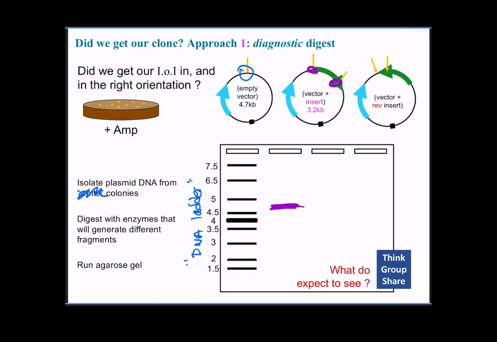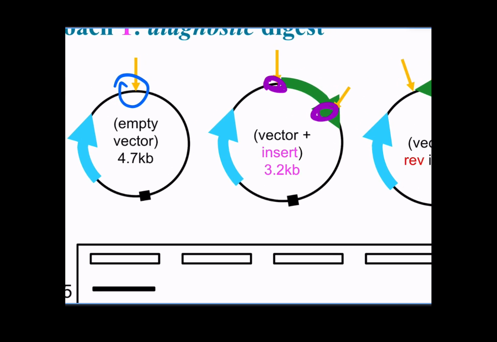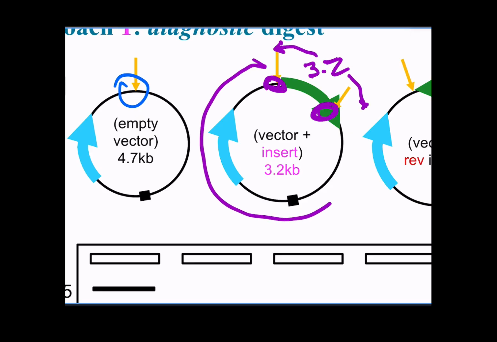Now I hear again 3.2 and 1.5, you said? So 3.2, where does the 3.2 come from? The insert itself, right? And where does the 1.5? Oh, sorry. 3.2, not 3.5, 3.2. And the 1.5 is the vector? Is it 1.5 only? It's 4.7. So what was 3.2 is the insert itself. But then the vector is still 4.7.